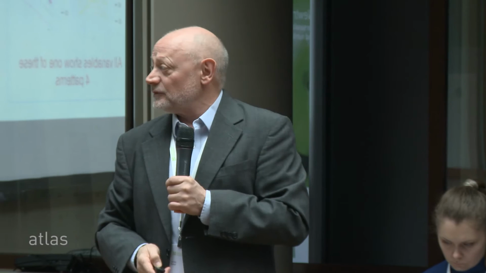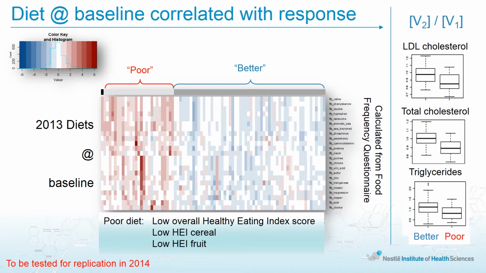We know that some of them have a very poor diet, and at least in the first year, we didn't analyze the second year data, if you have a very poor diet, then you respond better to the micronutrients in the measures that we're looking at. Not unexpected, both diets are bad, but a subset of the kids have really horrendous diets.